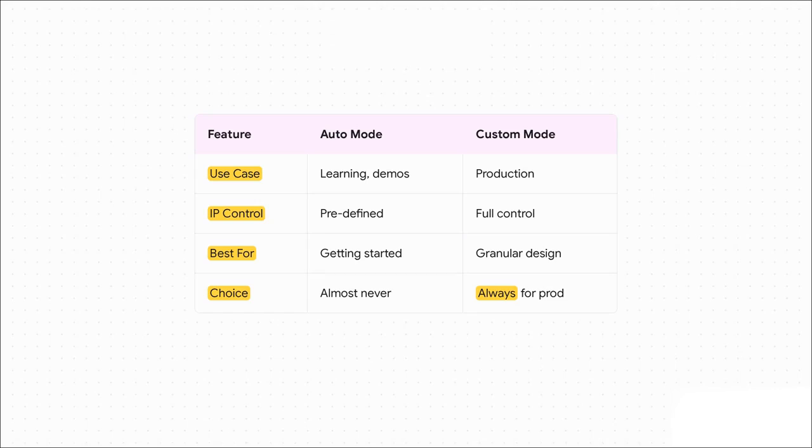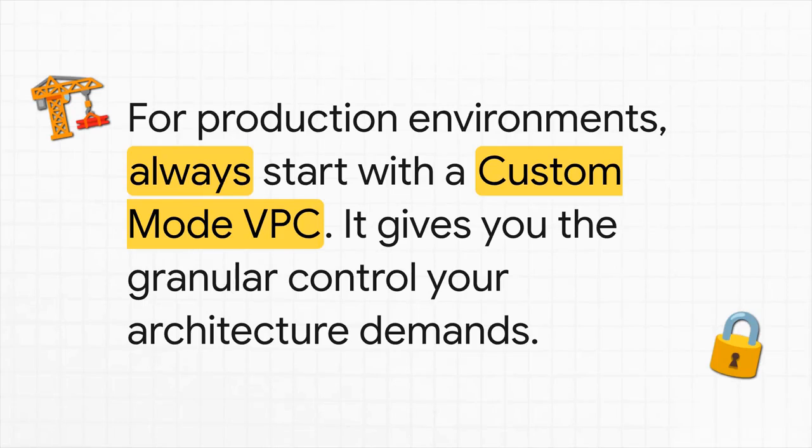Okay, so auto mode. It sounds nice, right? You click a button and bam, you get a subnet in every single GCP region with predefined IP ranges. It's fantastic for kicking the tires or spinning up a quick demo. But for anything, and I mean anything, you're putting into production, it's a trap. You need control, and that's what custom mode gives you. You define every single subnet, you pick the exact IP ranges, and you decide which regions they exist in. For any serious work, there's no debate. The architect's choice is always custom mode. Look, let me just put it as plainly as I can. If it's not a 5-minute test that you're about to delete, you always start with a custom mode VPC, period.